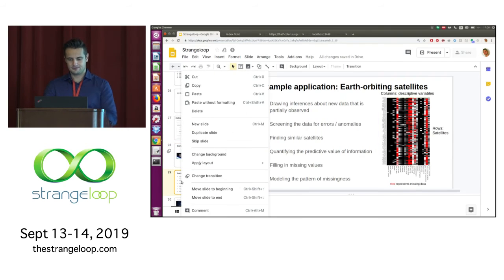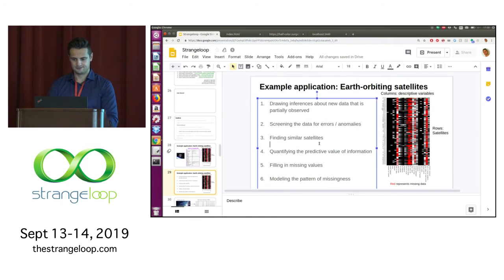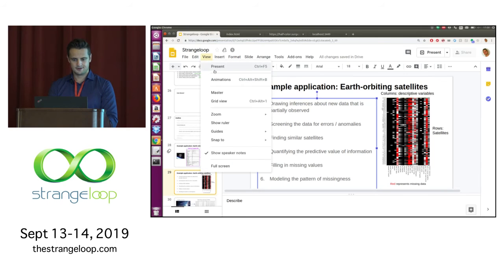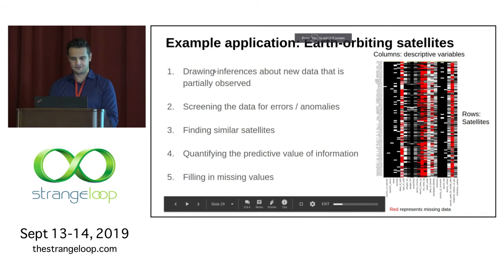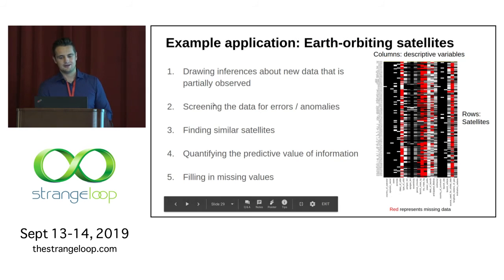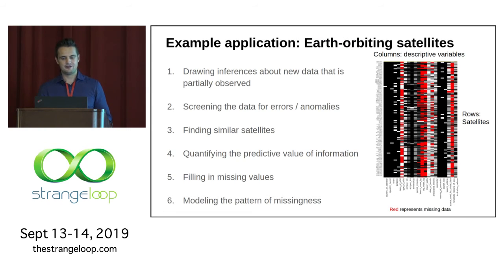Actually, I should go in present mode again. There are quite a bunch of questions you can ask about that data. You could draw inferences about new data that's partially observed. You can screen the data for errors, anomalies. You can find similar satellites, quantify predictive value of information. You can fill in the missing values. You can model the patterns of missingness and so on.